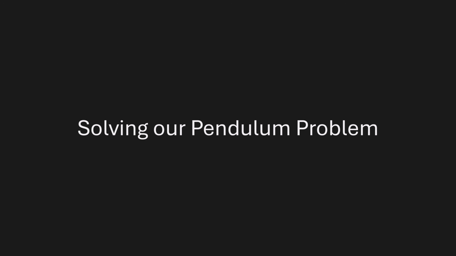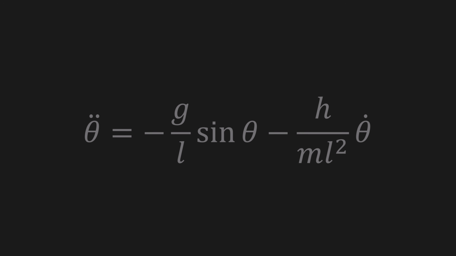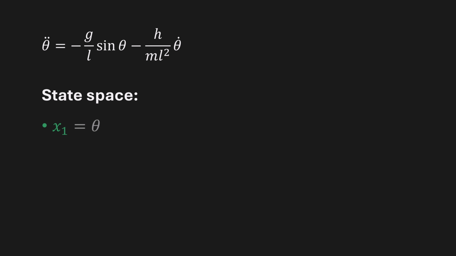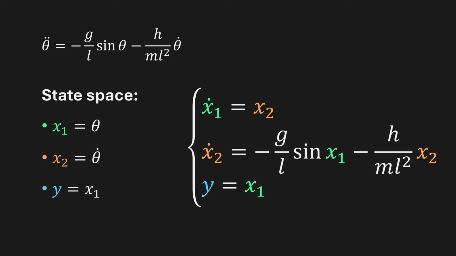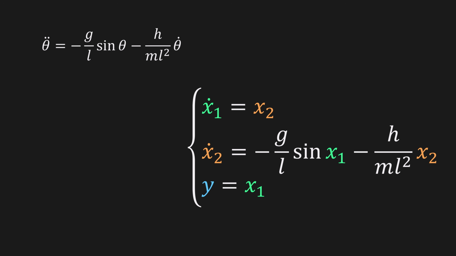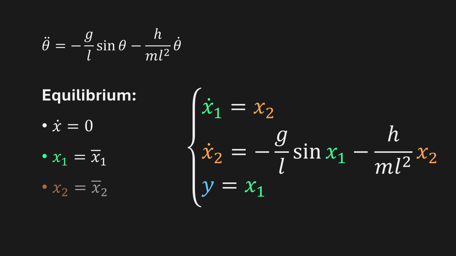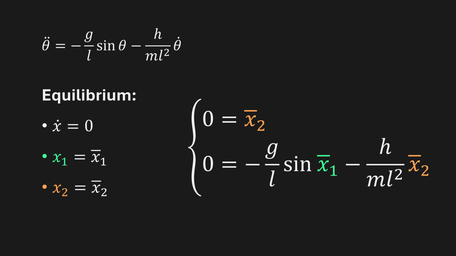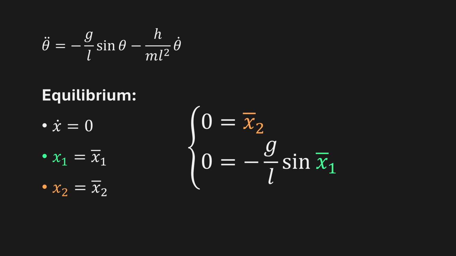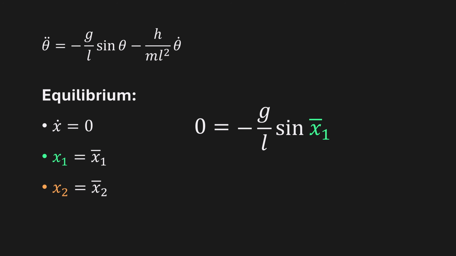Finally, we can solve our problem. We left our pendulum after finding its ODE. Now let's write the system in state space, where x1 equals theta, x2 is theta dot, and y, so the output, is x1, because we're interested in the position of the pendulum. Let's now find its equilibrium states by solving a nonlinear system. We found these two solutions: x11 is 0 and x12 is pi.